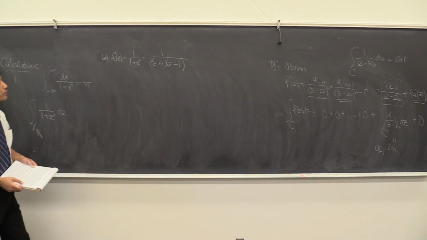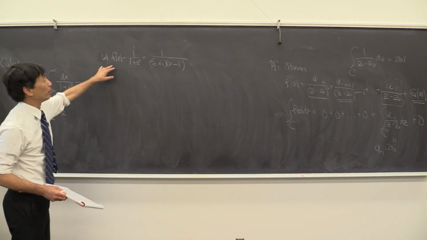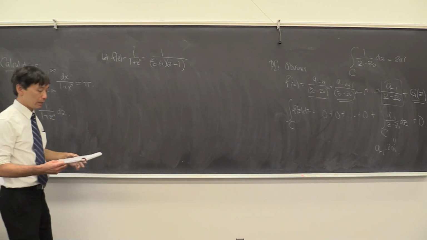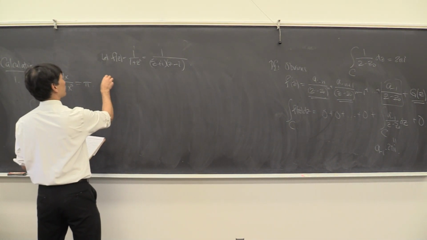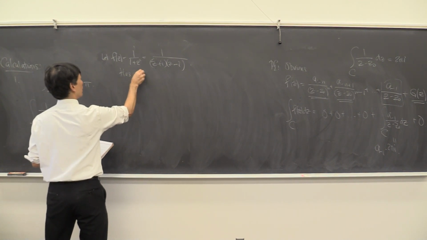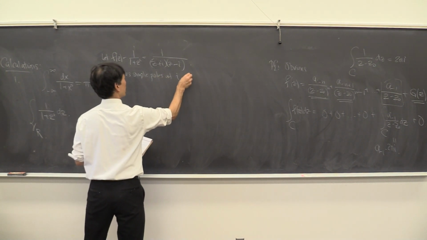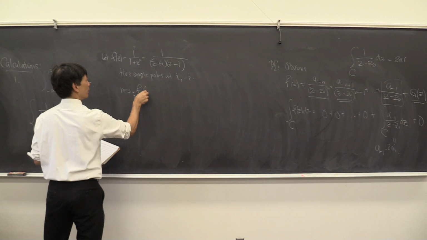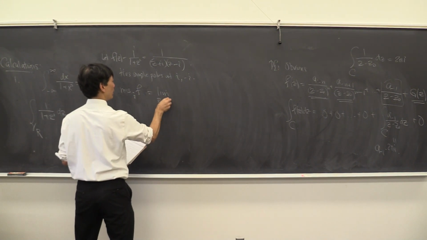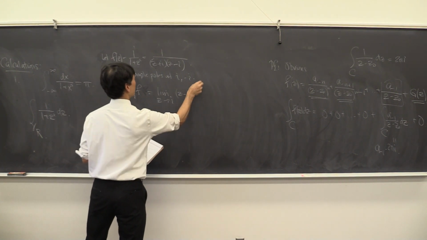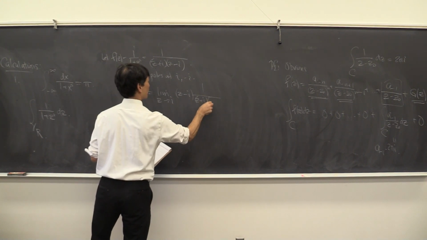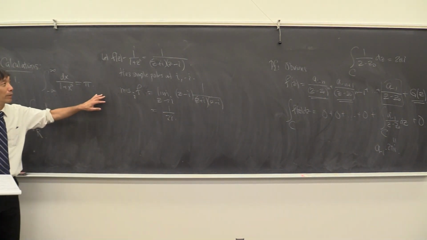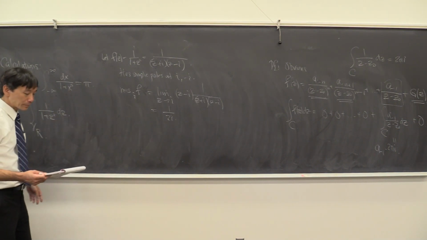Right. So this is a meromorphic function, and it has simple poles at i and negative i. If we want to look at the residue of this function at i, we know that that's the same thing as taking the limit as z approaches i of z minus i times the function. And so we get 1 over 2i, right? So we know what the residue is.